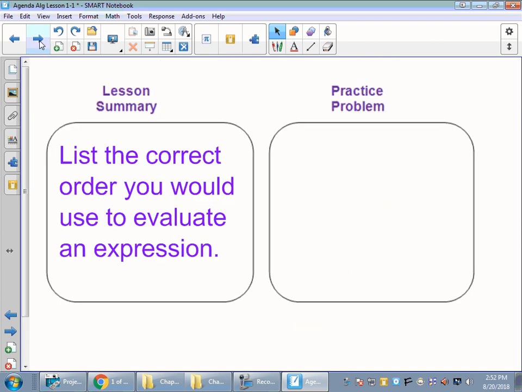Your lesson summary is list the correct order in which you would use to evaluate an expression. You better get that one right, or else it's going to be a long year. We're going to have trouble if we can't get that one right. So what's the order in which you would use to evaluate an expression?